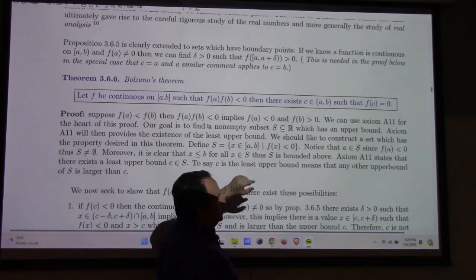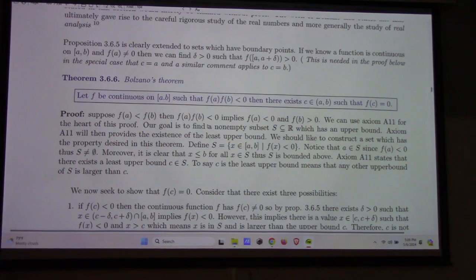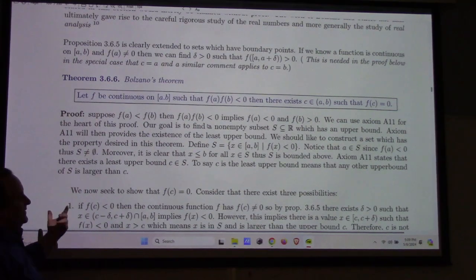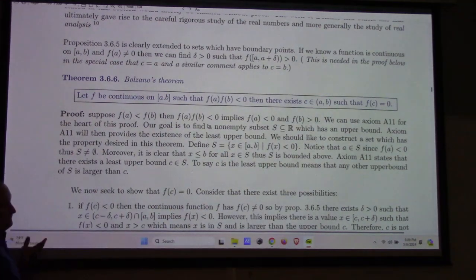Make sense? Maybe? Notice that, first of all, one of the things about axiom 11, if you go back and read it carefully, is that it says every non-empty set which has an upper bound has a least upper bound. So the set has to be non-empty. To prove something's non-empty is a simple matter: you just have to find one thing. In this set, a is in this set, because f(a) is given to be less than 0, therefore a meets the criteria of S. So S is non-empty.